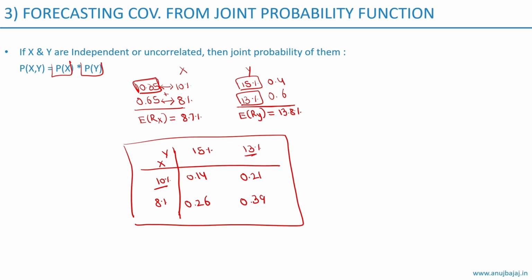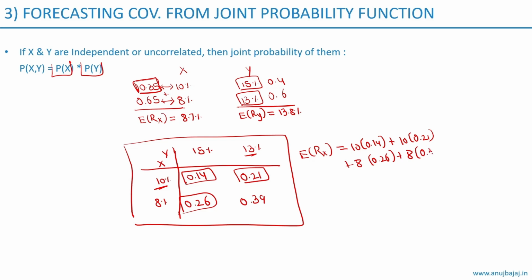Now let us see, based on this joint probability matrix, how we calculate the expected return of each asset. So the expected return of asset X equals 10% multiplied by this joint probability, plus 10% multiplied by this joint probability, plus 8% multiplied by this probability over here, and 8% multiplied by this joint probability over here.